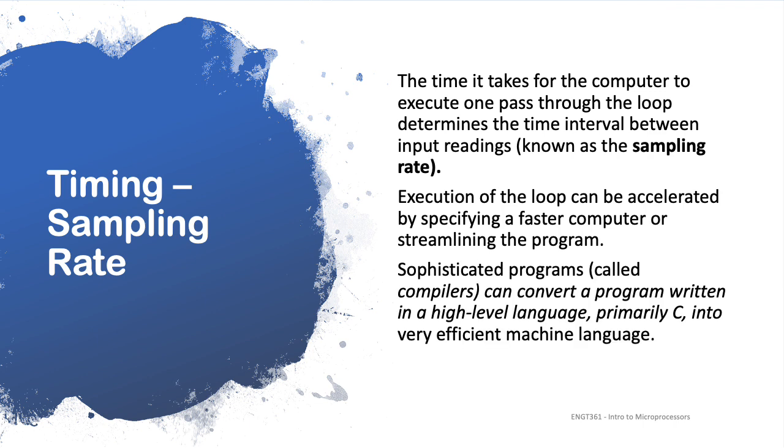At one time, people thought that the best and most efficient microprocessor programs were those written directly in assembly language. That is, the programmer would directly select the machine language instructions. Today, sophisticated programs, called compilers, can convert a program written in a high-level language, primarily C, into very efficient machine language.